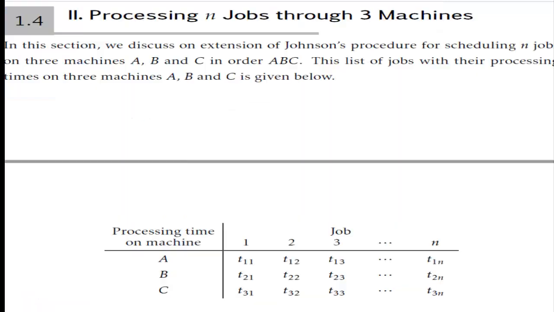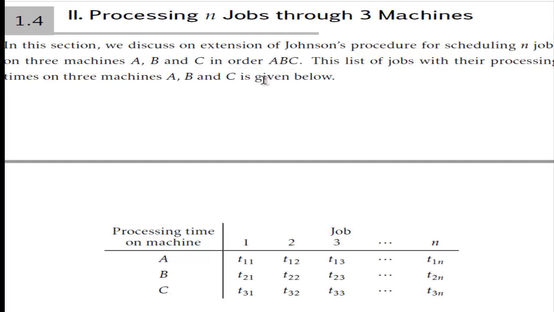Right? Now we come to the next part of the question which we are dealing with, that is processing n jobs through 3 machines. So we can use the extension of Johnson's procedure of scheduling n jobs on 3 machines, let's say A, B, C, and it has an order of ABC. That means C cannot happen before B and B cannot happen before A.